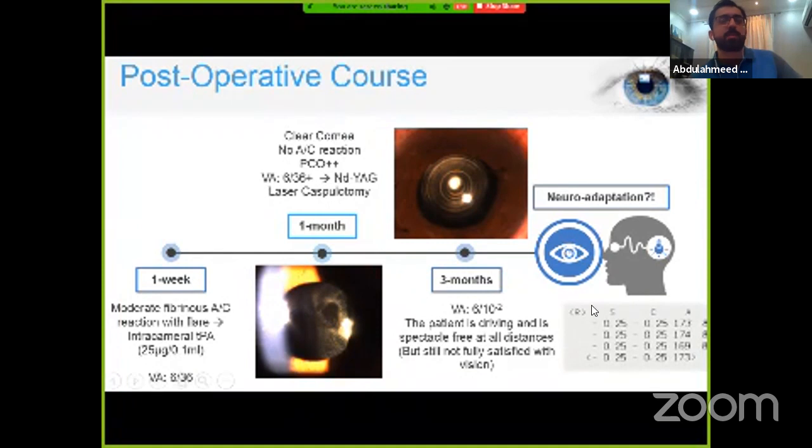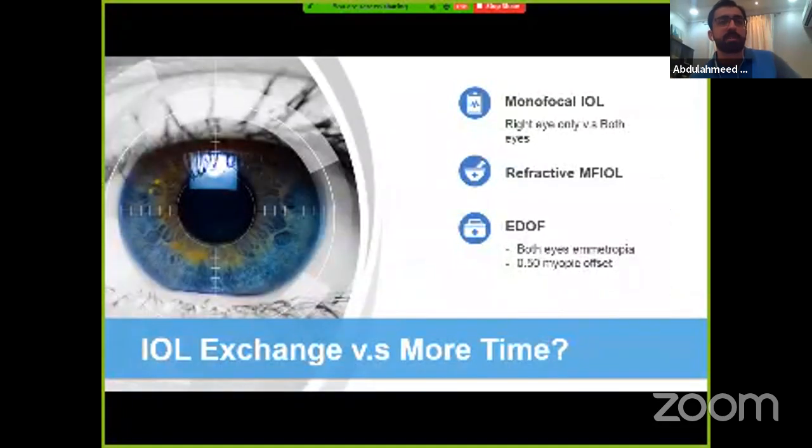So it's been 3 months since the second procedure. Should we blame this on neuroadaptation failure yet, or should we give the patient more time? This is maybe the final question for discussion with the panelists. At what stage would you consider a patient to be a case of neuroadaptation failure? Is 3 months enough? Would you give them more time?